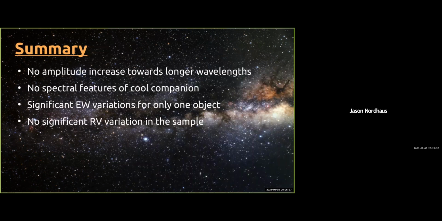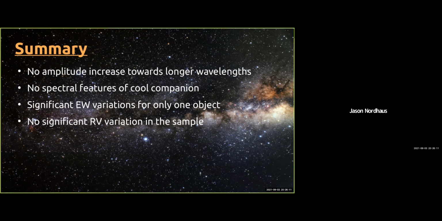So to summarize my results, in the photometric study, I did not find any amplitude increase towards longer wavelengths, which would indicate reflection effect binaries. There is no indication of spectral features of a cool companion, and no emission lines arising from the heated side of the cool companion. There are significant equivalent width variations only for J0146. However, for the other objects, we need better spectra to reach a conclusion.